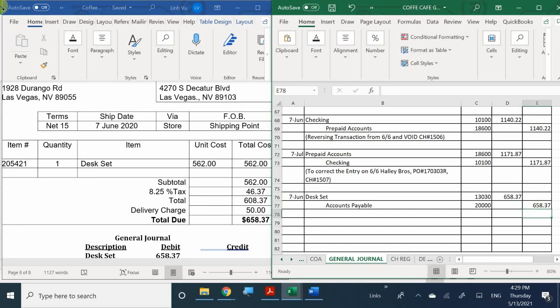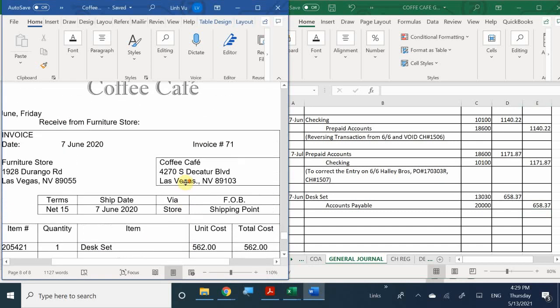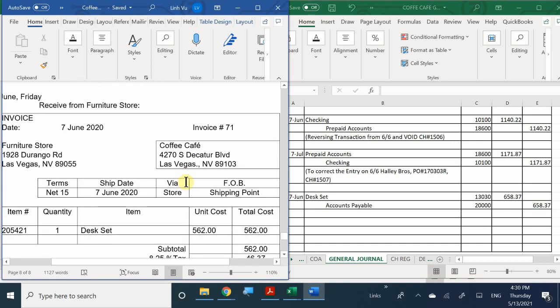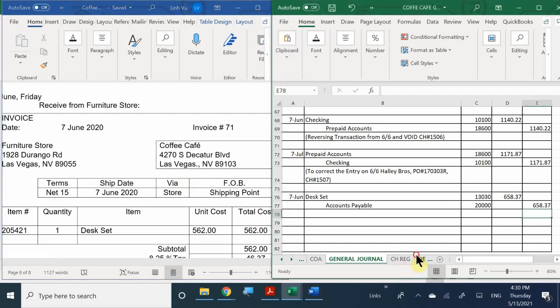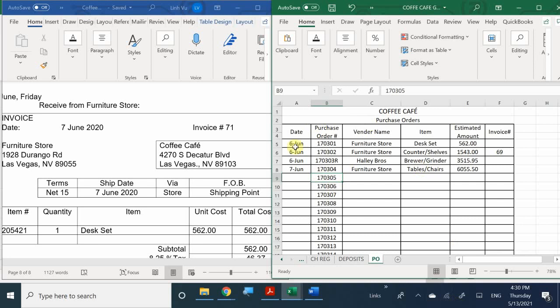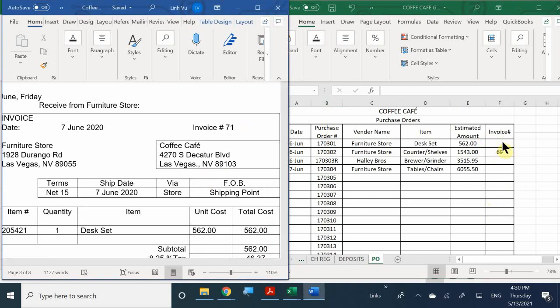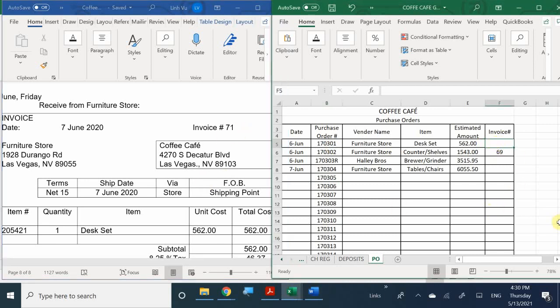Okay, all right. So, of course, since we didn't make any payments, there's no need for the check to go through. Okay, no deposits were necessary here. However, let's go ahead and verify that we finally received our desk set. So our purchase order number 1, we did indeed receive our desk set, and this was for invoice number 71. Okay, boom. All right, going back to my journal.